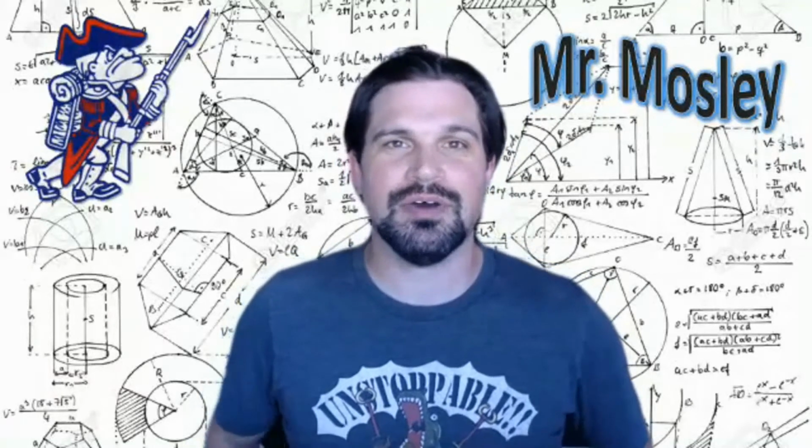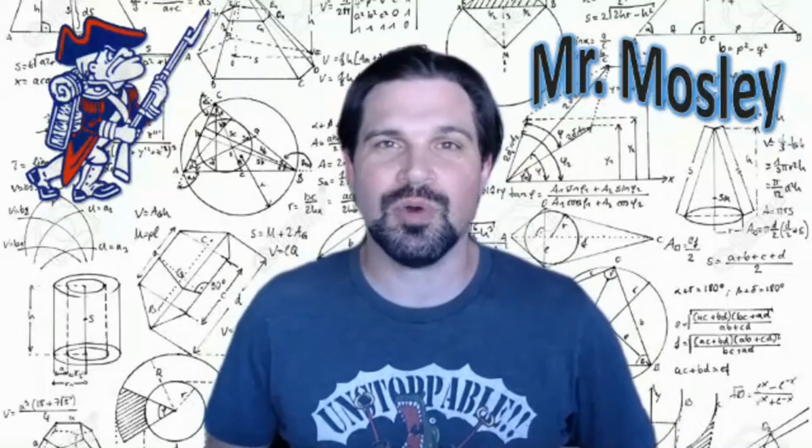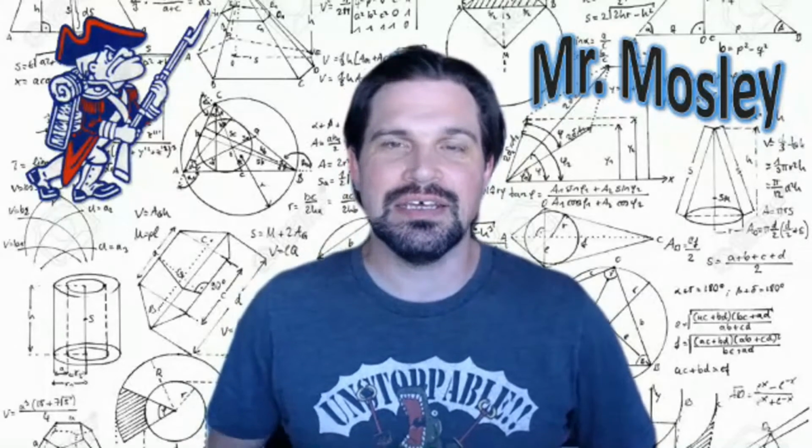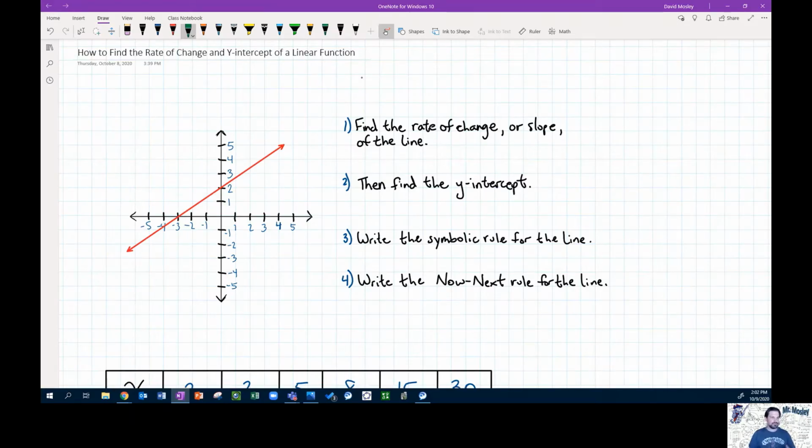Today we're going to be talking about finding the rate of change and y-intercept for a line. All right, so let's get started. Here we have our first scenario. We're given a graph with a line on it. Our first task is to find the rate of change or slope. Those terms are interchangeable when we're talking about a line. We've got this red line going through here, and we need to find the slope.